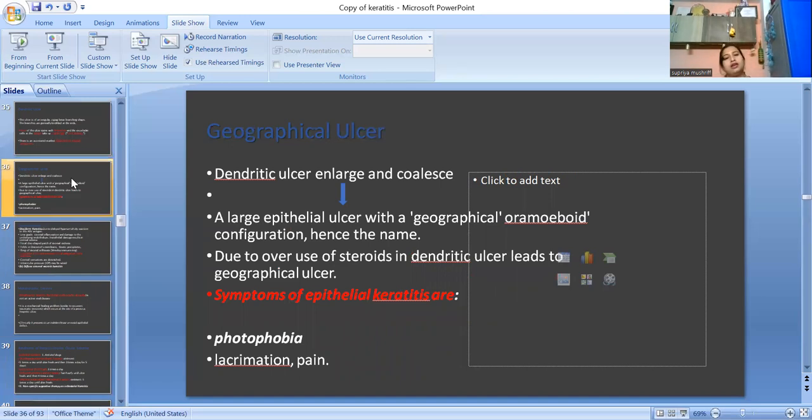Geographical ulcer, dendritic ulcer, and large keratitis. A large epithelial ulcer with a geographical, amoeboid configuration, hence the name. It occurs due to overuse of steroid in dendritic ulcer. Symptoms of epithelial keratitis are photophobia and lacrimation, and pain.